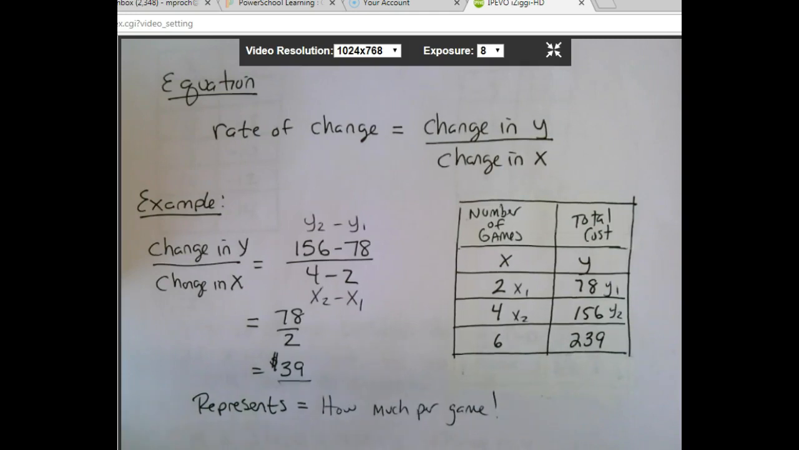So that's kind of what rate of change is talking about. You compare how the y is changing to how the x is changing. So we go to the next page.